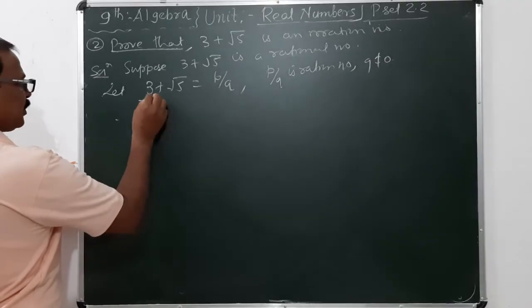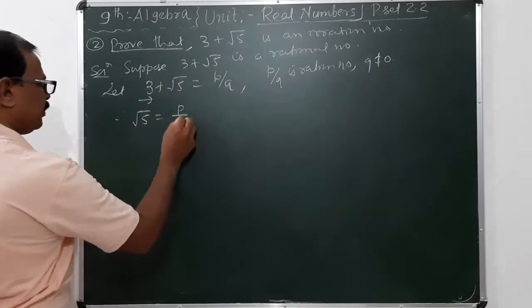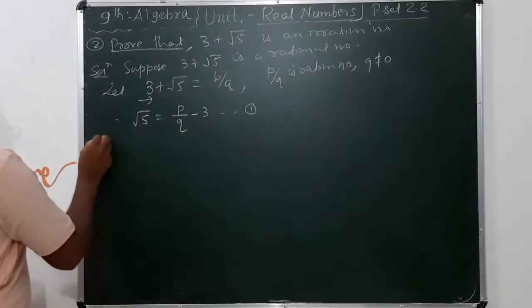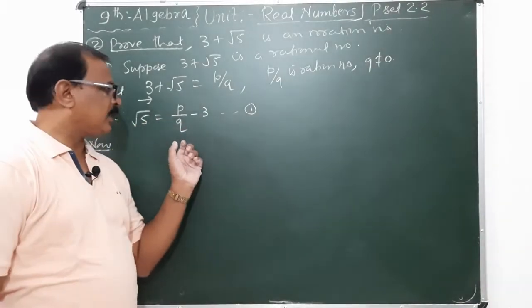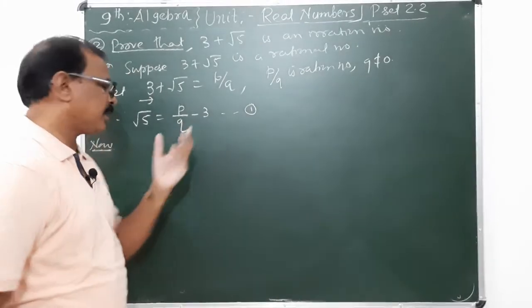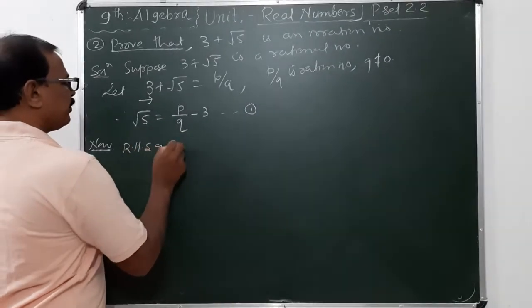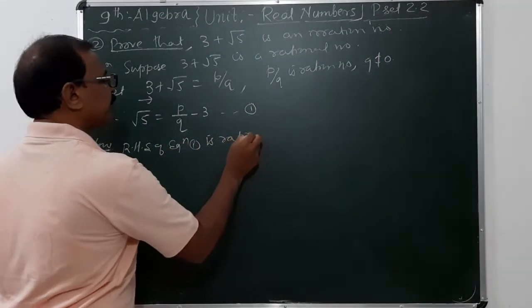Therefore, if you transfer 3, you will get root 5 is equal to p by q minus 3, equation 1. Now, p by q is a rational number, 3 is a rational number, and therefore their subtraction is a rational number, and therefore the RHS of equation 1 is a rational number.